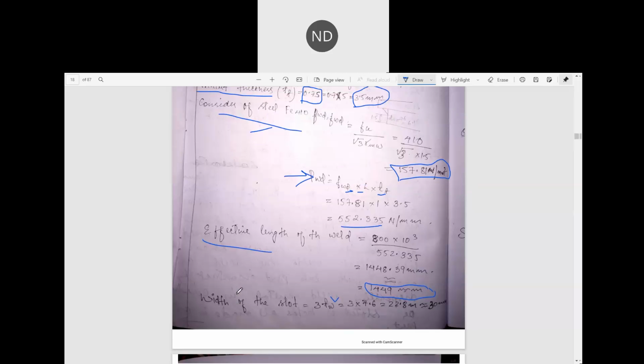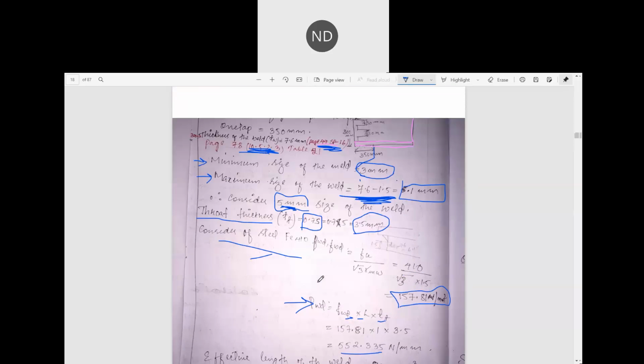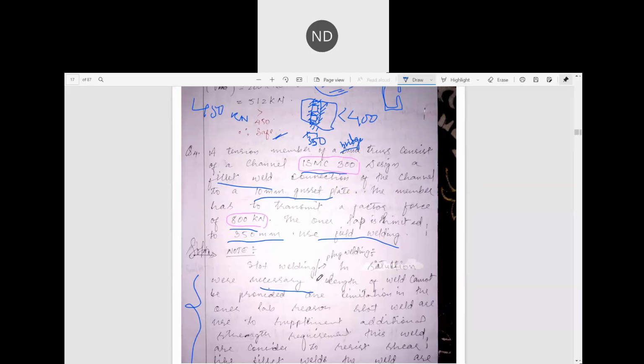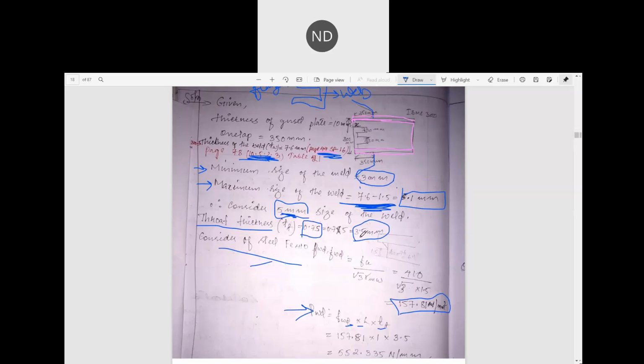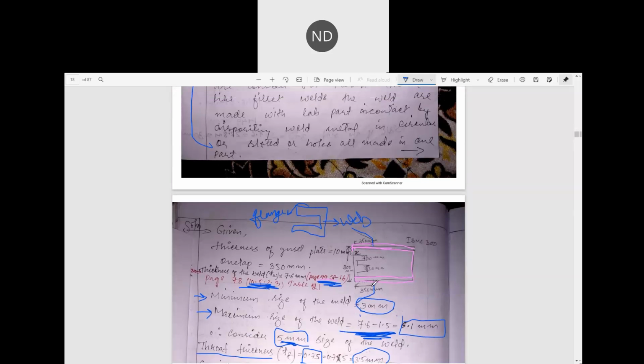So we have got the width of the slot. Now one more thing. How do we know we have to provide the slot? See, the effective length we have got is 1449. But if you see 350 plus 350, that means the overlap was given to us. This is your gusset plate. This overlap is 350.